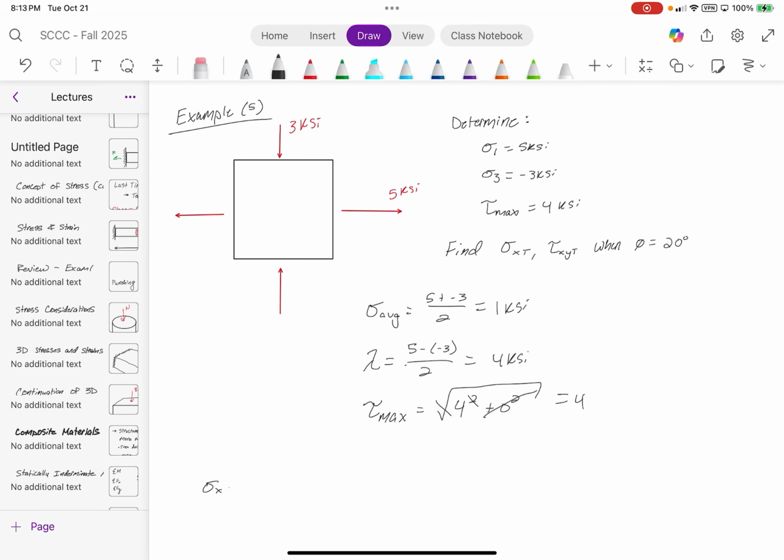All right, now for sigma xt and tau xyt, what did you guys get? Did you guys figure that out? For sigma xt, I got 4.1. Sigma xt, you got 4.1 ksi. And then for tau xyt, I got negative 2.57. Is that what everyone else got? Who here got something else or didn't get up to it? Don't worry if you didn't.